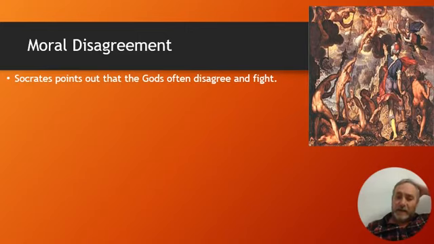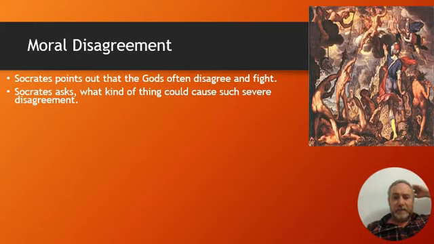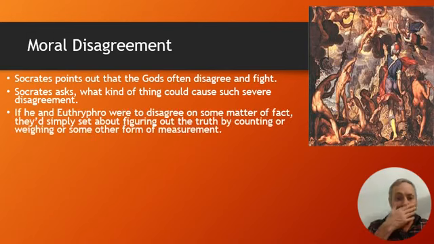So Socrates points out, hey, the gods actually often disagree and fight. And Socrates wonders what kind of thing could cause this kind of disagreement between the gods. It can't be just on matters of fact, right? If you and I were going to disagree on how far it is from here to the courthouse, we wouldn't have to get in a big fight. That wouldn't be a big deal. We would just go measure it, and that would be the end of it.